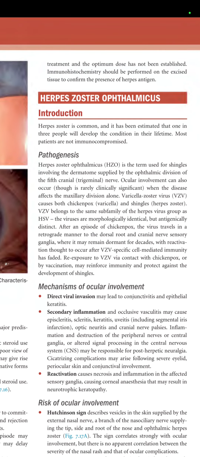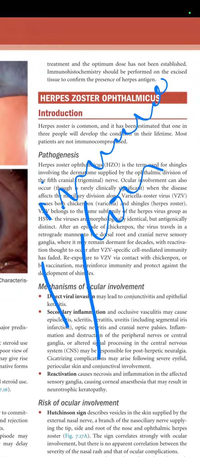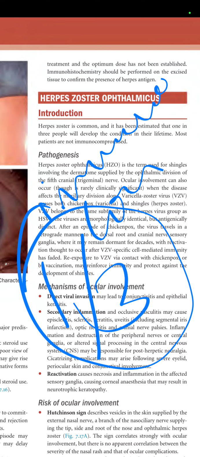Herpes zoster ophthalmicus. Herpes zoster is common, and it has been estimated that one in three people will develop the condition in their lifetime. Most patients are not immunocompromised. It means that it is very common in an immunocompetent person, and also 1 in 3 persons will get affected. So you can see how important this is.